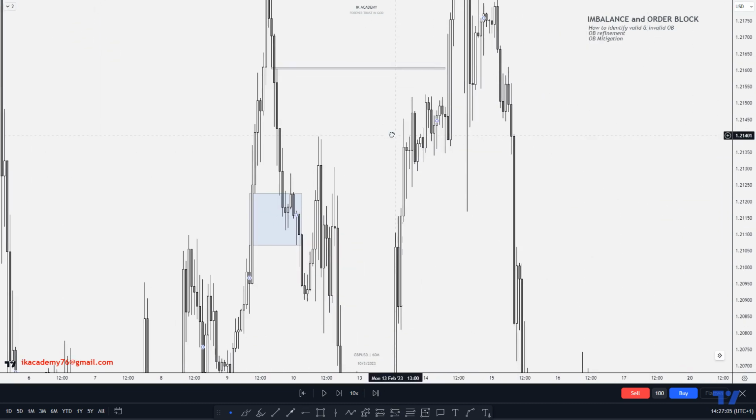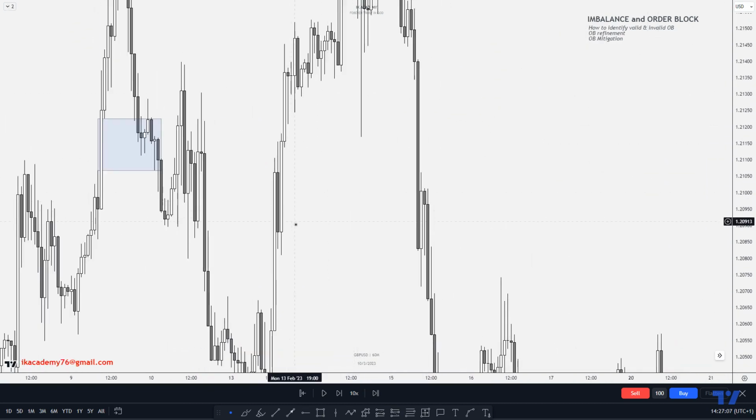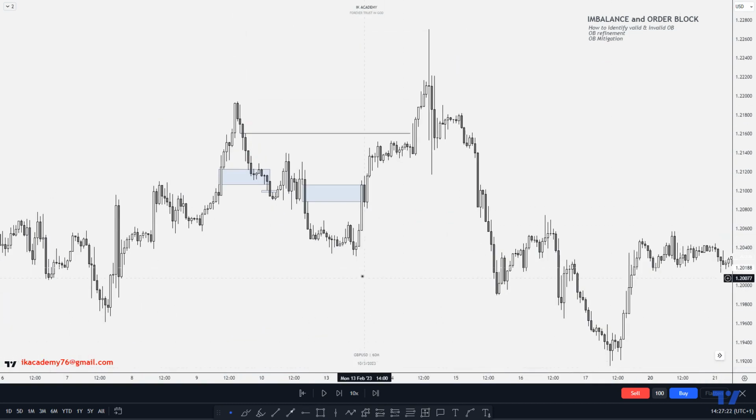We also have which other imbalance? Let's flow. We have an imbalance here. Price later on filled it. We have an imbalance here. We have an imbalance here. This is clear, very big, and then price filled it up. So which one again? Let's look at this. So we have an imbalance here, an imbalance here.